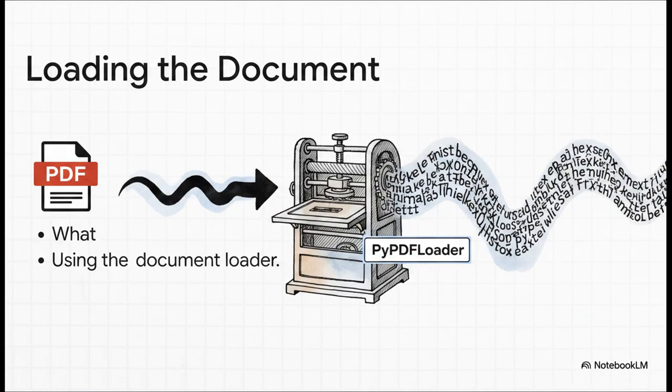So step 1 is super simple. We just need to get the text out of the file. In this case, we're starting with a PDF. We use a handy little tool called PyPDFLoader for this. It does exactly what it sounds like. It just cracks open that PDF and pulls out all the raw text so we can start working with it.